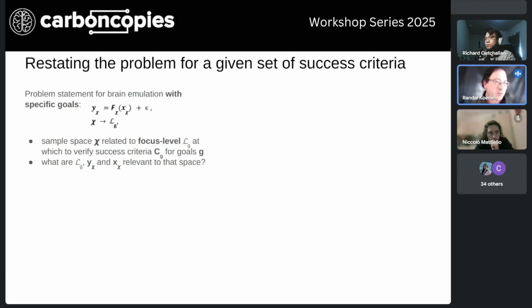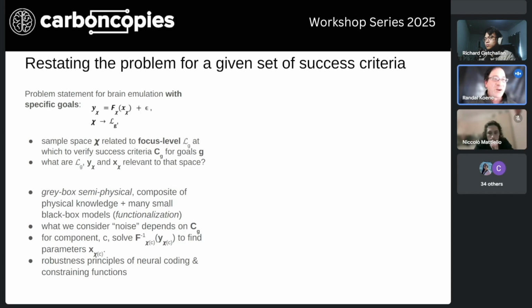With this, we immediately begin to see what will be the principal challenge discussed in the following slides, namely gaining a rigorous understanding of the problem in terms of its goal-dependent sample space, and consequently the observed data y chi and parameters x chi that are most relevant to that space.